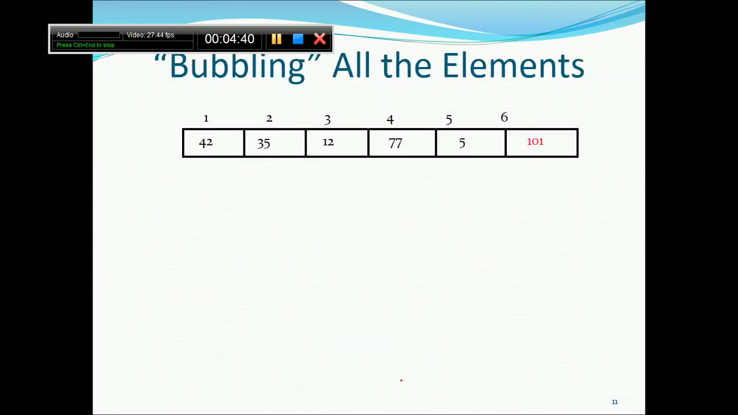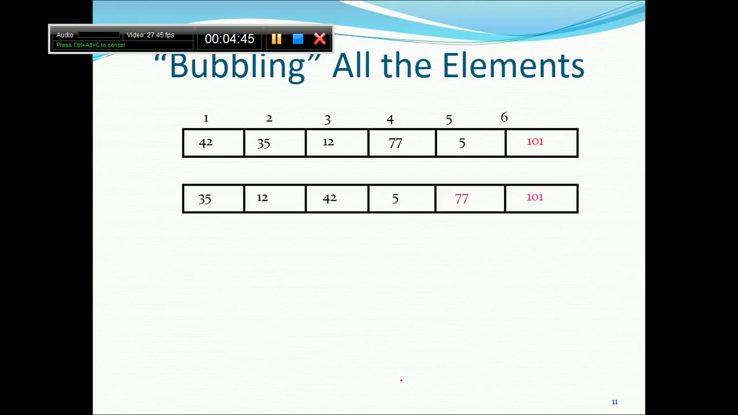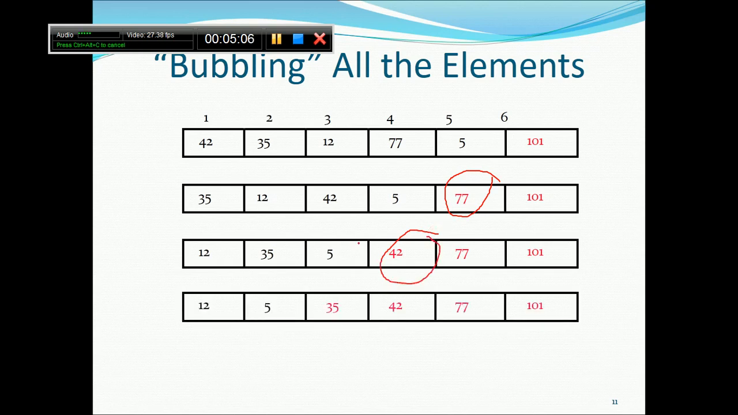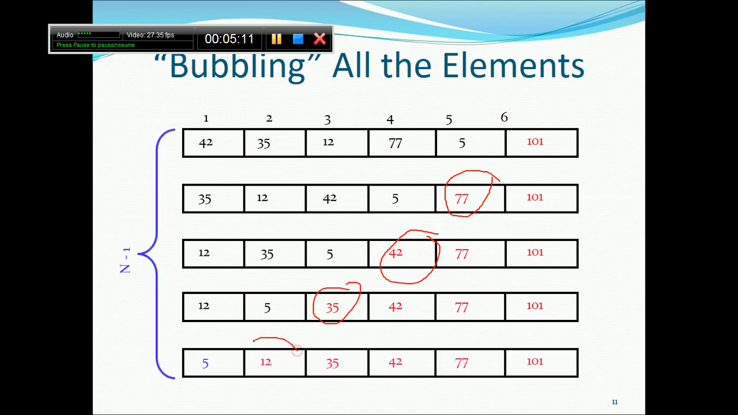Okay. Now how to do this? Suppose this is the array, 101 is already placed. After the second iteration, it will again do the same process, and 77 will be placed at the second largest position here. Now again it will keep on doing the swaps and comparisons, and after this the 42 will be placed correctly. After this 35 will be placed correctly, and then 12 will be placed correctly. So this is the idea. First time 101 placed, then 77, then 42, 35, 12.